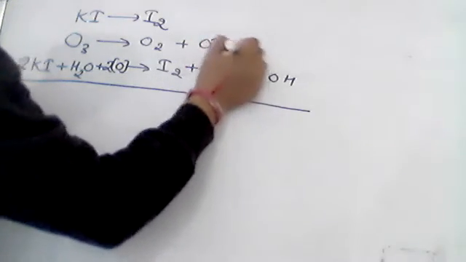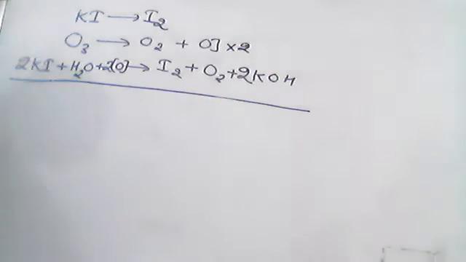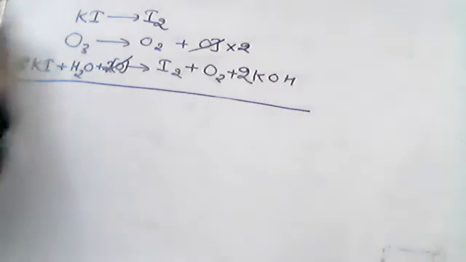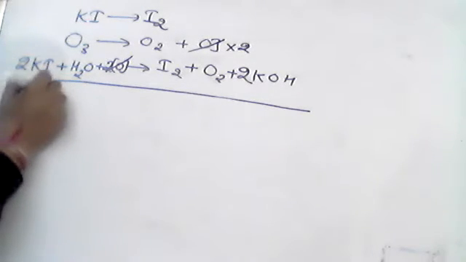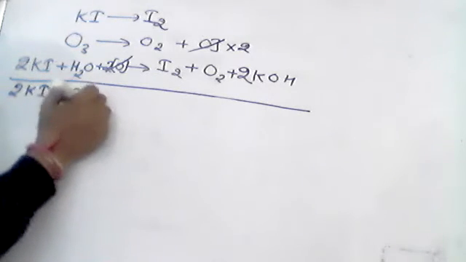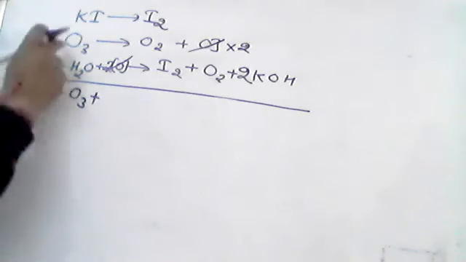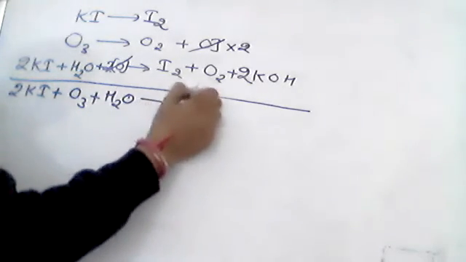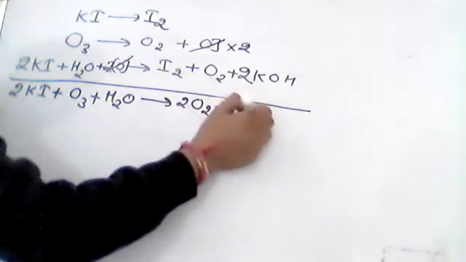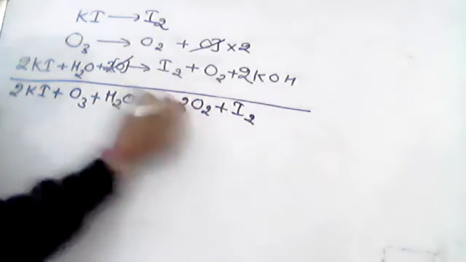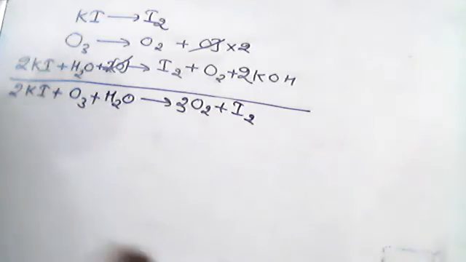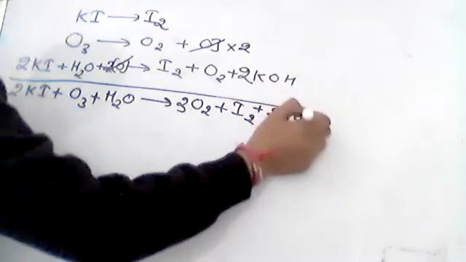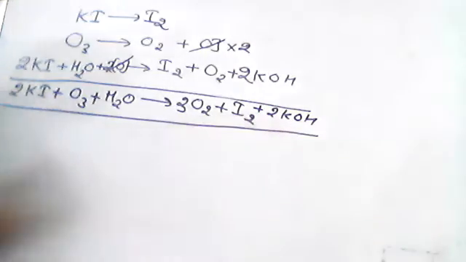Overall, I'm going to multiply equation 1 by 2. Let me first multiply equation 1 by 2. The 2 nascent oxygen will cancel out. Overall, you're going to get 2KI plus O3 ozone plus H2O. It will give 2 oxygen plus I2, 2 oxygen here, 1 oxygen here, so it should come out to be 3O2 plus I2 plus 2KOH. So this is basically the overall equation.